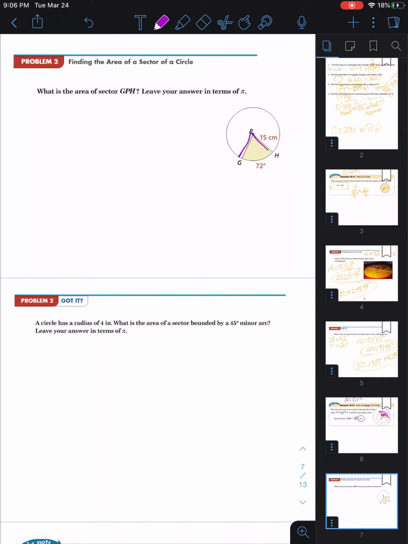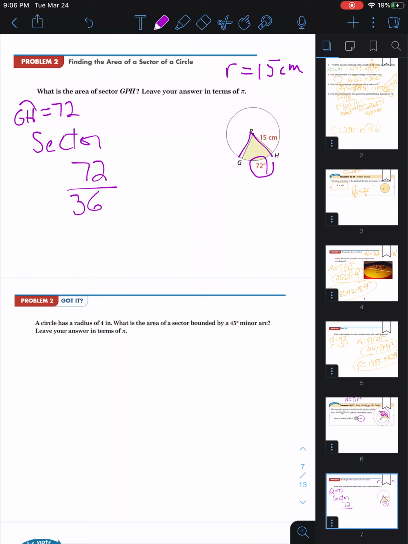All right? So, finding the area of a sector, finding the area of sector GPH. Now, GPH is this section right here. The radius is 15 centimeters. Notice that the outside arc is 72, so GH is 72. So, to find the sector, we would take 72 over the entire 360 and then multiply it by the area of the circle, and the area is pi r squared.